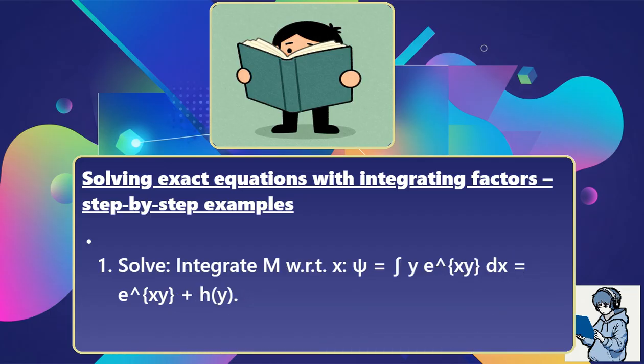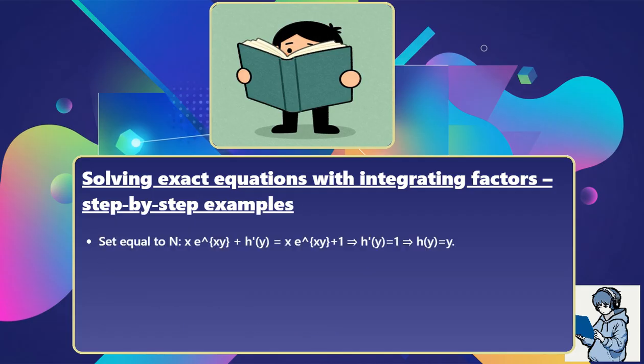Step 3. Solve. Integrate m with respect to x. Psi equals the integral of y e to the xy dx, which is e to the xy plus h of y. Differentiate psi with respect to y, giving psi sub y equals x e to the xy plus h prime of y. Set this equal to n. x e to the xy plus h prime of y equals x e to the xy plus 1, so h prime of y equals 1, therefore h of y equals y. Implicit solution: e to the xy plus y equals constant.